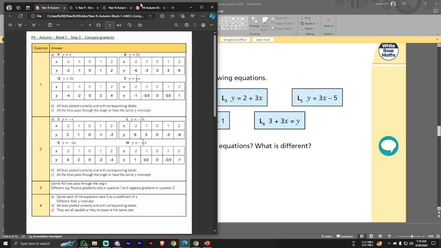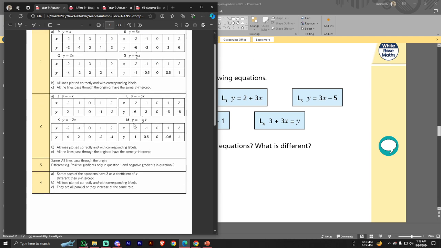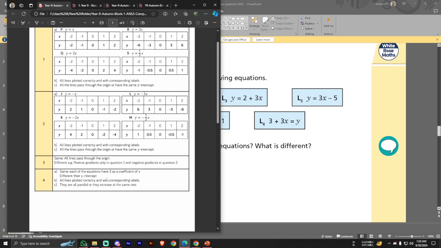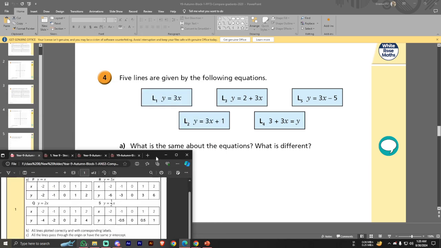What should be the answer? Let's see what is here. Same is that all lines pass through the origin. Different is that positive variance only in question 1 and negative variance in question 2. Oh, sorry, number 4. Each of the equations has 3 as a coefficient of x. Difference is that their y intercepts are different.